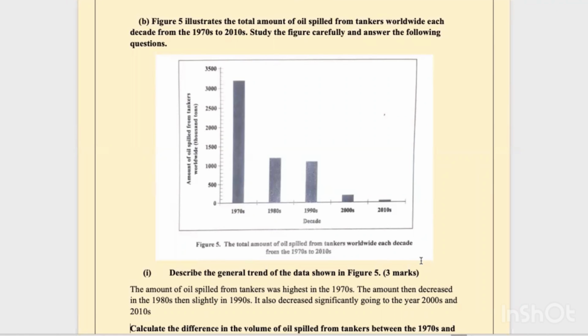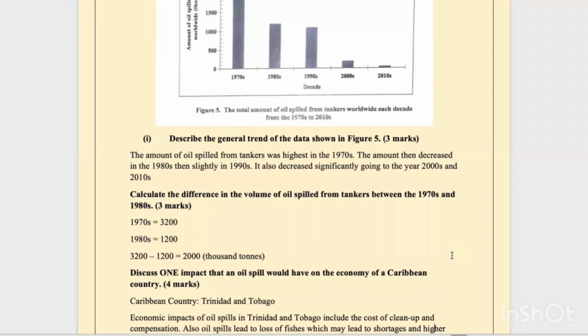Figure 5 illustrates the total amount of oil spilled from tankers worldwide each decade from the 1970s to 2010. Study the figure carefully and answer the following questions. Describe the general trend of the data shown in figure 5. Look at figure 5.